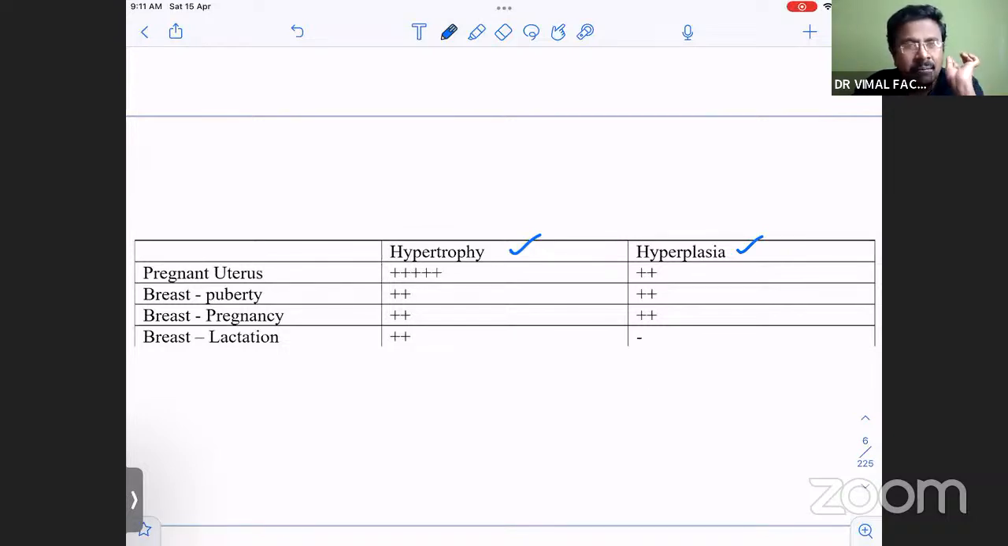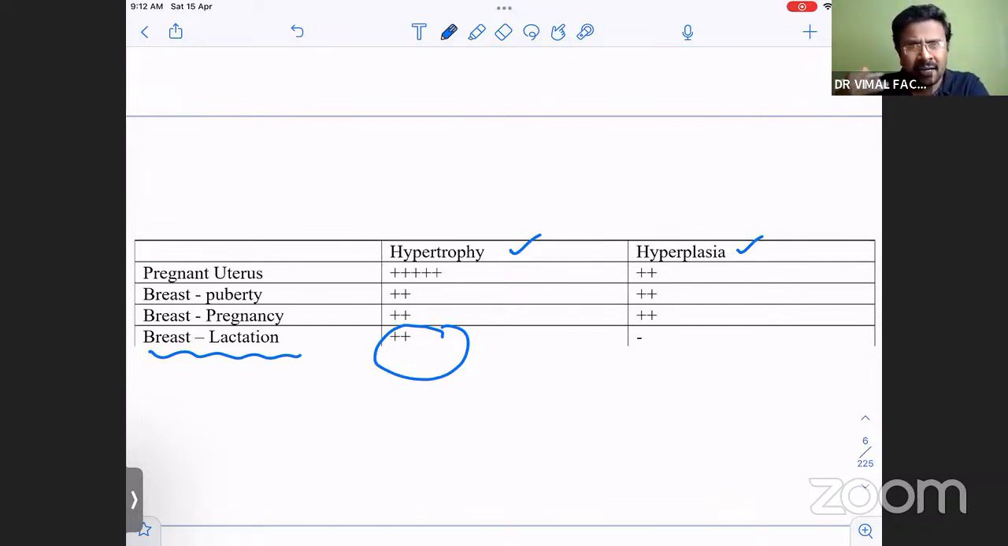But please remember, the breast during lactation undergoes only hypertrophy and not hyperplasia. This is a very important place where the examiners will try to catch us. Hyperplasia can be a predisposing factor even for malignancy, like endometrial hyperplasia. That is called pathological hyperplasia, which is estrogen responsive. So endometrial hyperplasia can predispose to endometrial cancer.